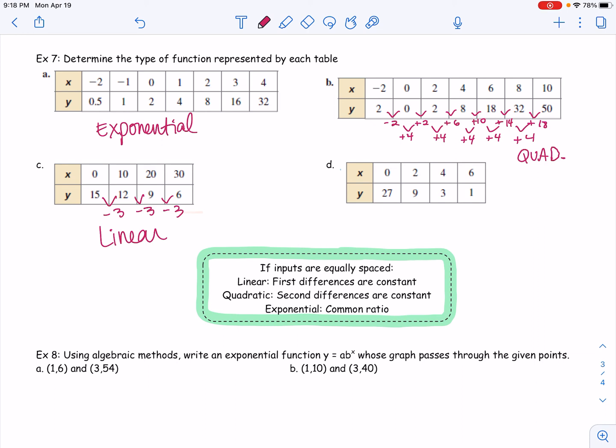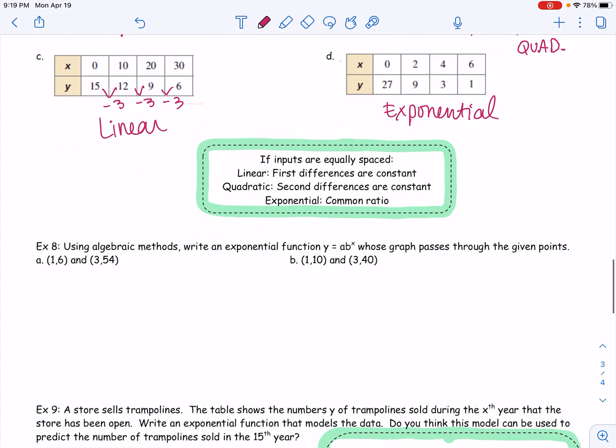And then when I look at D, I immediately see that I am dividing by the same thing, or I'm multiplying by 1/3. 27 divided by 3 is 9, divided by 3 is 3, divided by 3 is 1. So if there's a ratio, then that is exponential data.